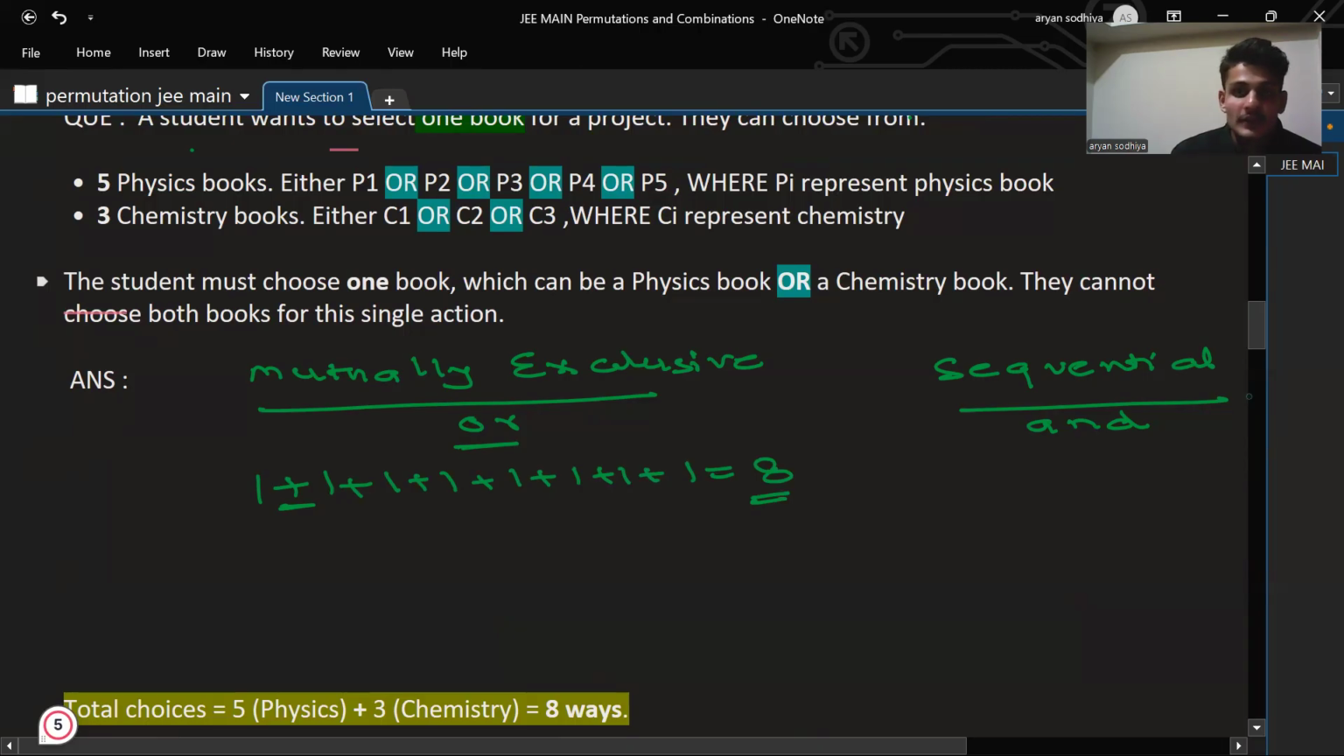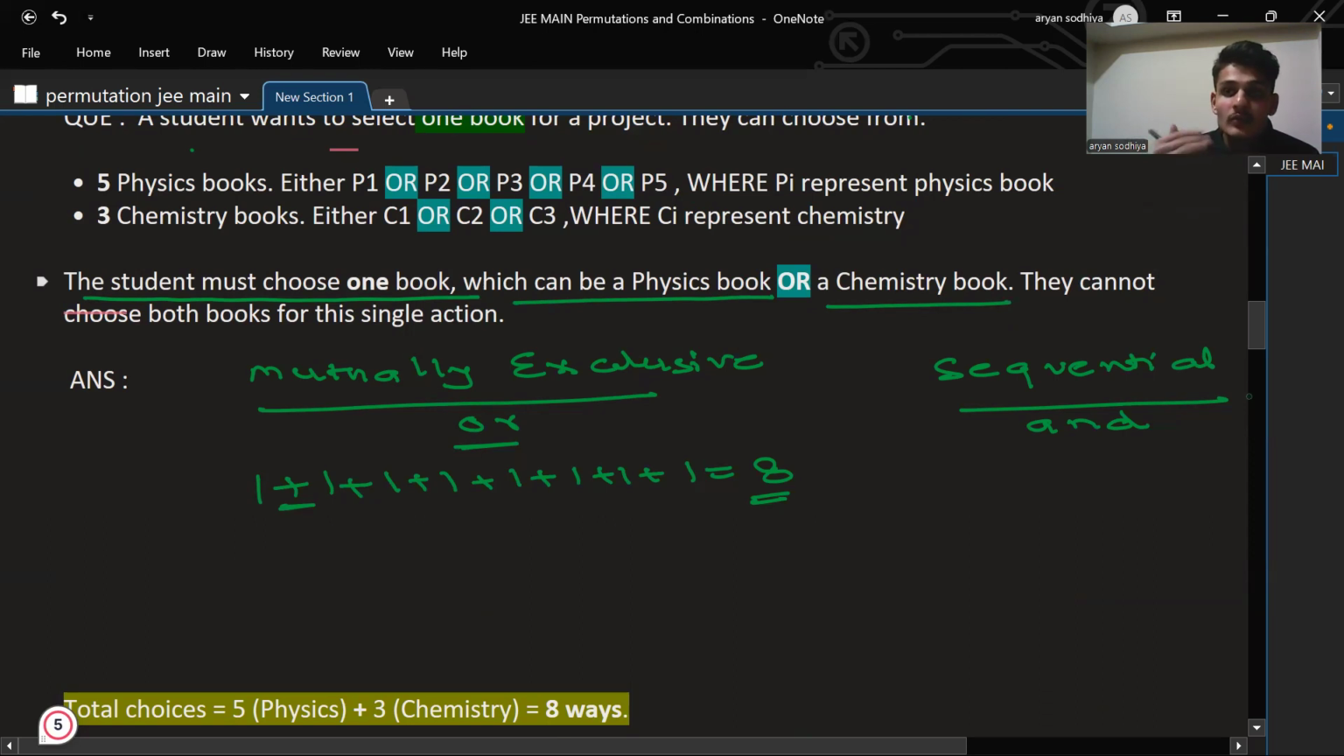This question is not saying that the book should be physics or chemistry. You are just told the student must choose one book, which can be a physics book or a chemistry book. It doesn't matter. They cannot choose both books for a single action. Only one book needs to be selected. You can select any of them.